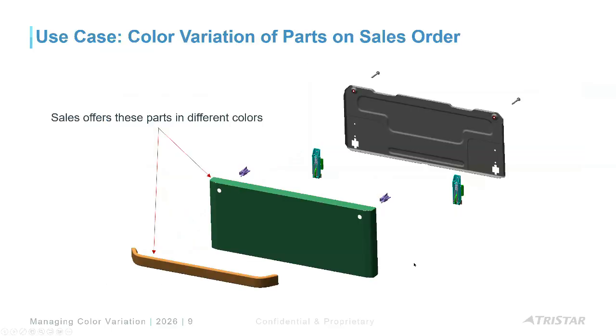So as an example, I have a simple assembly. It's a drawer. It has the front panel, a handle, and the components like the brackets, the hinges, the back plate that support its function. Now, sales is offering these two components in different colors. Everything else is whatever material, whatever color it's designed in.